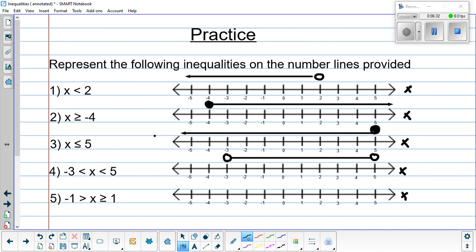Lastly, we have -1 and 1. So a circle at -1, a circle at 1, connected by a little line, and then it's just greater than -1, so we don't need that shaded in, but we need the other one shaded in.